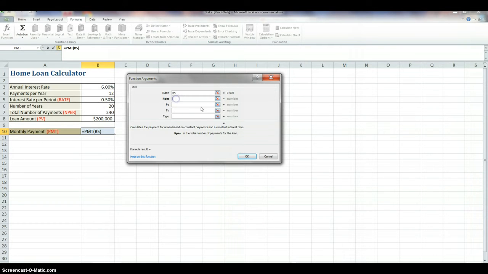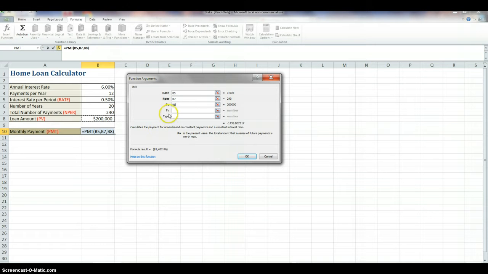Then I go down here to the number of periods. Again, we figured it out: the total number of payments for the loan. It's 20 years times 12 payments, and it's right there. It's 240. If you type in 20 times 12 here, you'll get the right answer, but you won't get credit for this assignment. You have to put in a cell reference. And then the present value of the loan. They're looking at a $200,000 loan. You can type in $200,000 in here and you'll get the right answer, but you'll get 0 on this assignment. I want you to put a cell reference in there.